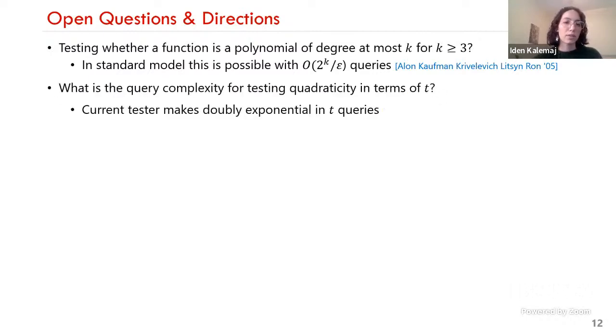The next question concerns the query complexity for testing quadraticity. For linearity, we show matching upper and lower bounds in terms of the dependency on T. For quadraticity, we have a tester which is efficient in terms of the dependence on the distance parameter epsilon, but the dependence on T is doubly exponential. So the question is, what is the query complexity in terms of T?